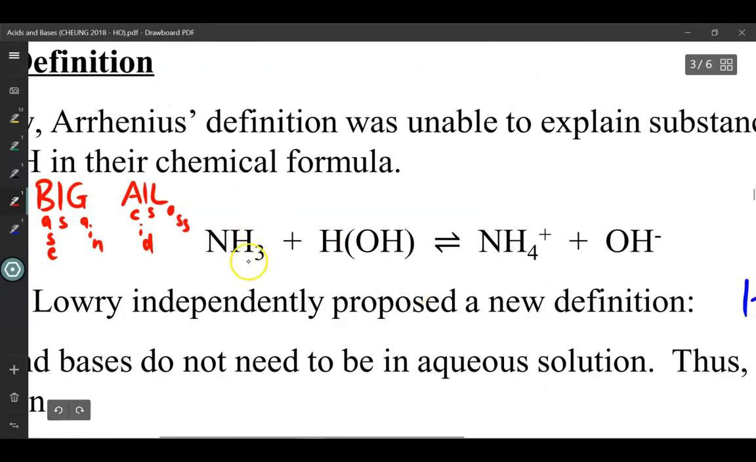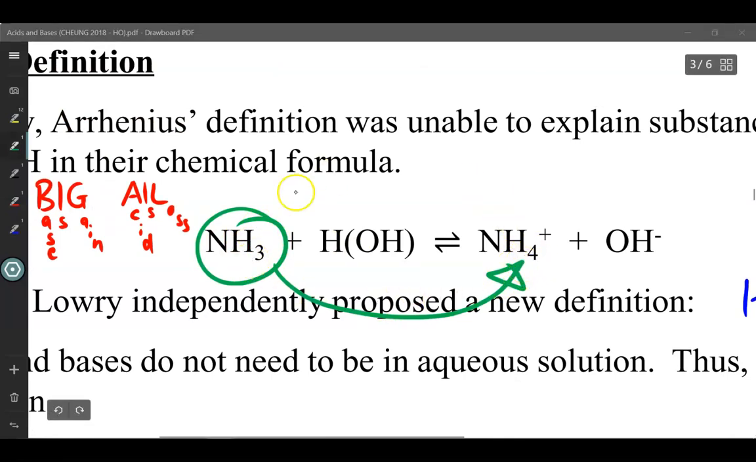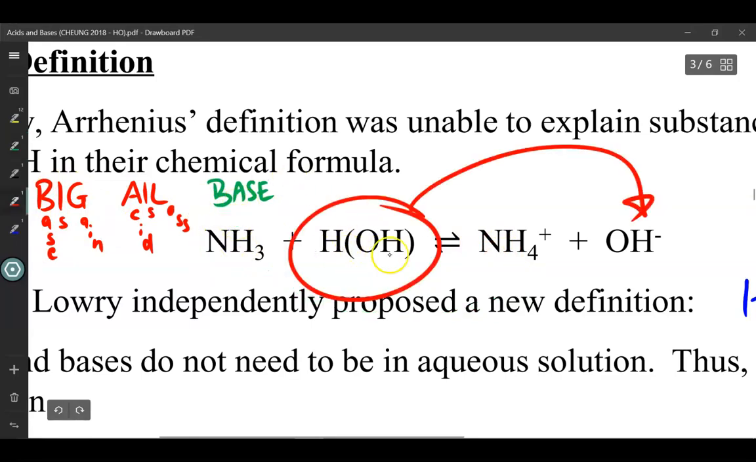Looking at the top over here, we see that ammonia turns into ammonium. And going from here to here, the ammonia gained an H+ ion. Since the base is the one that gains, ammonia is considered to be a base. On the other hand, going from here to here, the water molecule seems to have lost an H+, resulting in the release of a hydroxide ion. Since acid is loss, water is considered to be my acid.